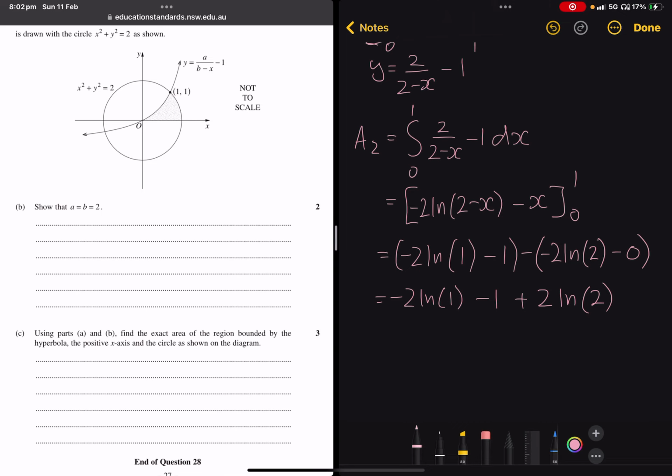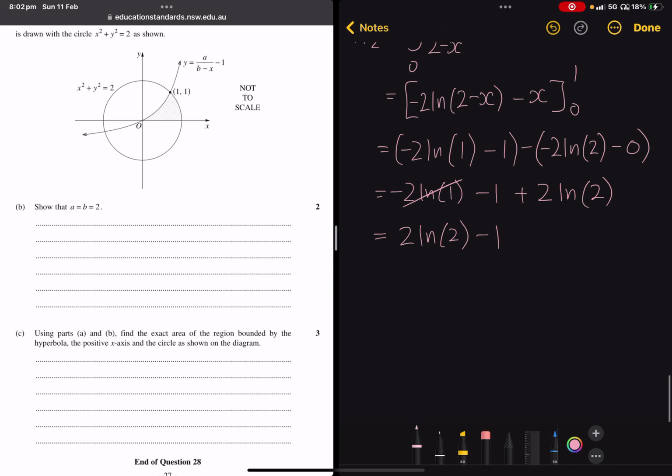If you're not sure of these, you can confirm them on your calculator. You can put ln of 1, and that is equal to 0. So this is definitely the case. This cancels. So area 2 is in fact 2 times the natural log of 2 minus 1.